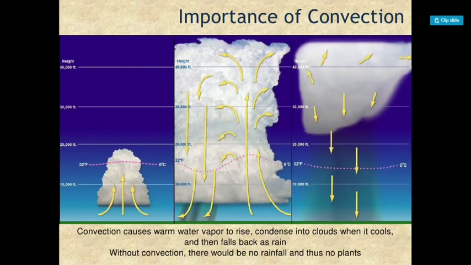Okay, so from vaporization, the fluid is warmer, so it will go up, forming clouds. And once it cools down, it will move down or fall back as rain. Without convection, there would be no rainfall and thus no plants.